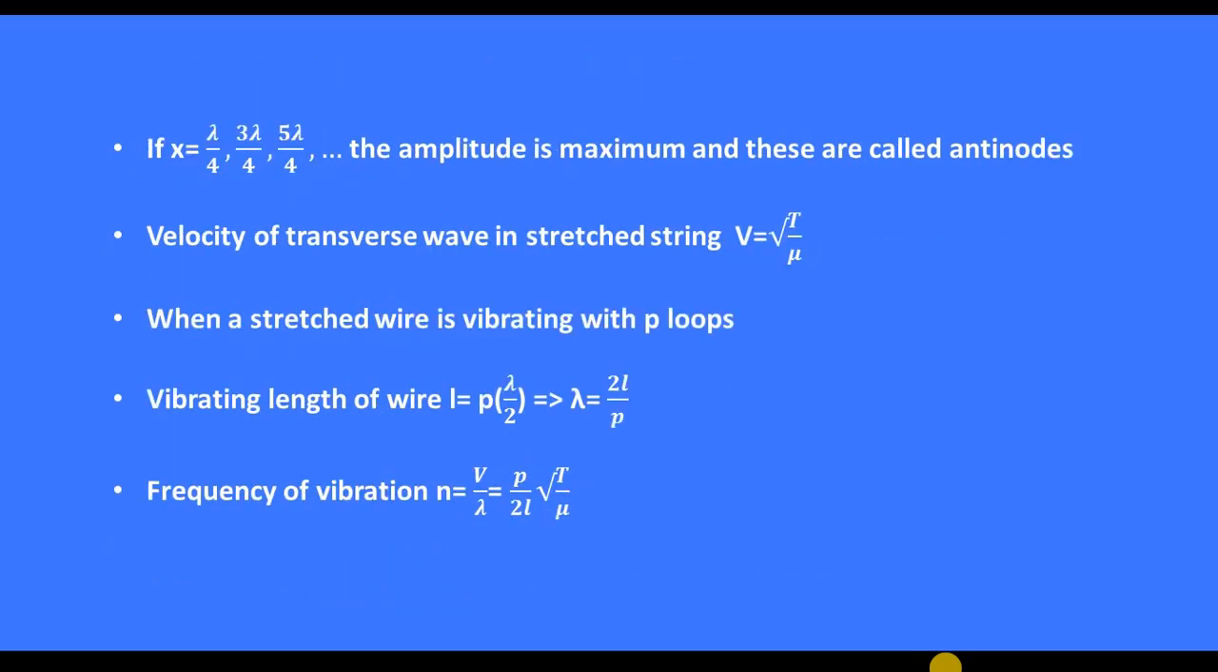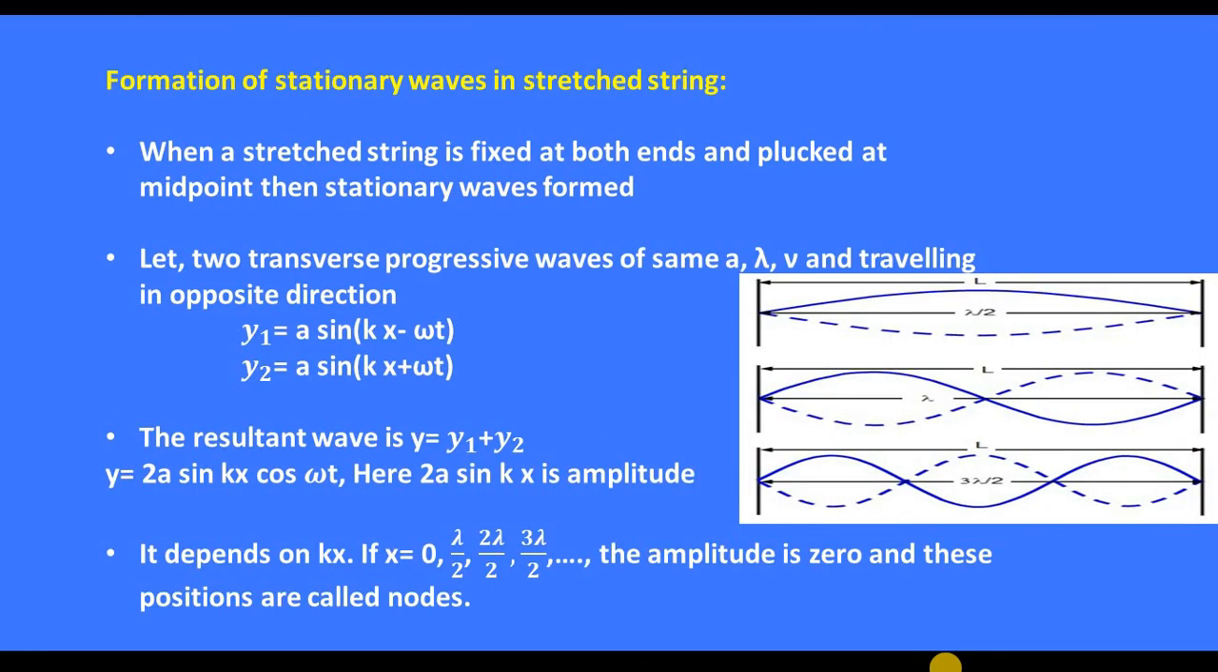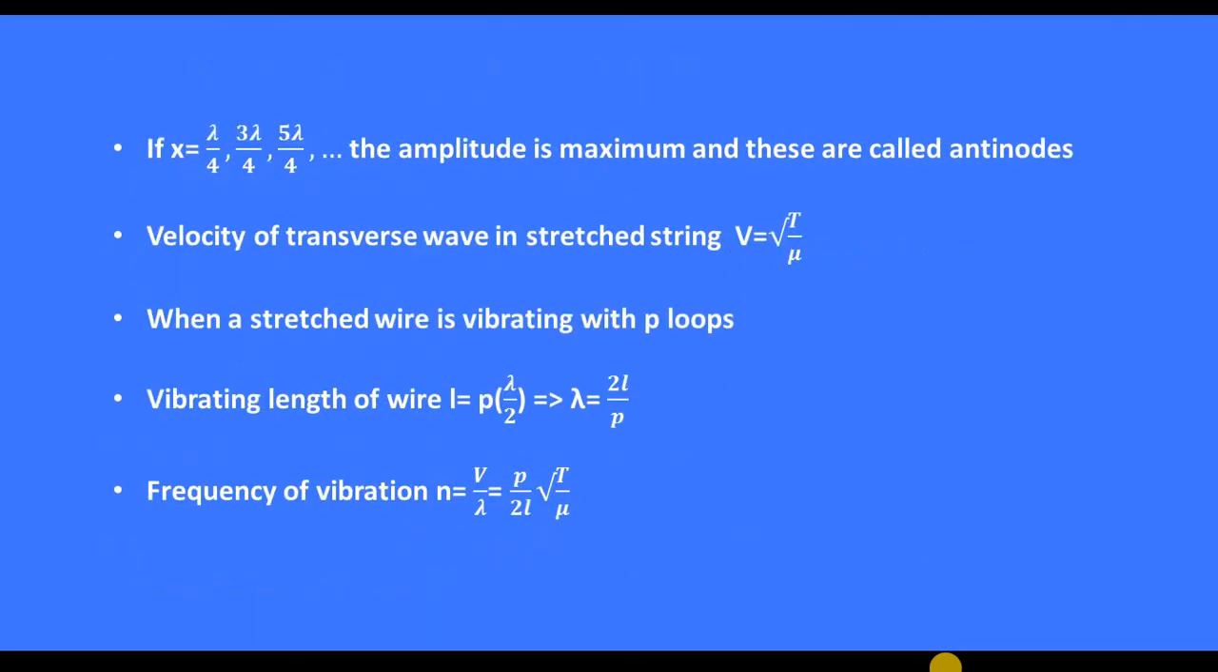Then we use the velocity of a transverse wave in a stretched string, V equals square root of T by mu. Here T represents the tension force of the string, and mu represents the linear mass density of the string. Now, when a stretched wire is vibrating with P loops, if you observe the diagram, in the first one only one wave is there, in the second one two waves are there, in the third one 3 loops are available. So based on this number of loops, we can identify the frequency.